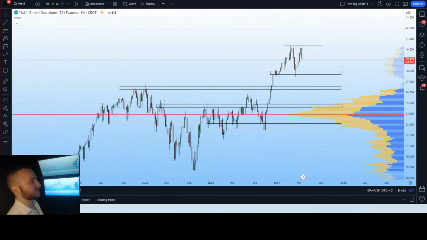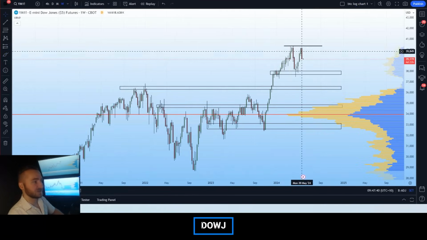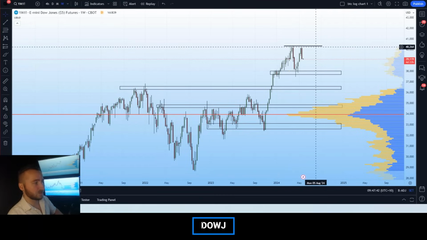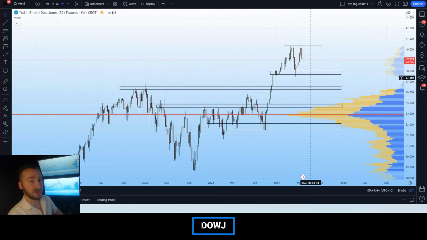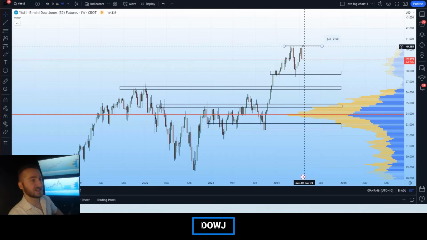The same goes for the Dow Jones here, exactly the same levels. Black line is an upper bullish trigger point, and this lower box is going to be the lower area of support. A break upwards equals a directional continuation higher. A break lower equals a directional continuation lower. That is it for the broader markets, guys.